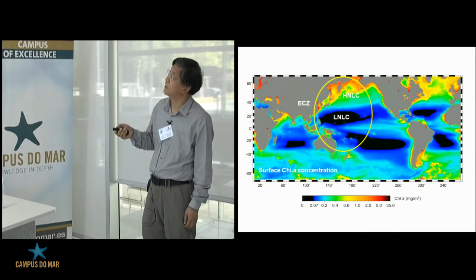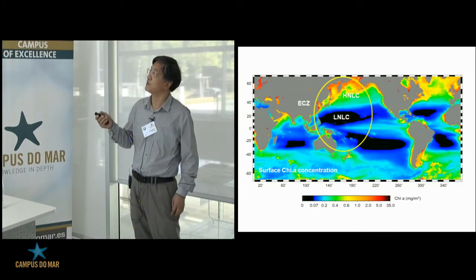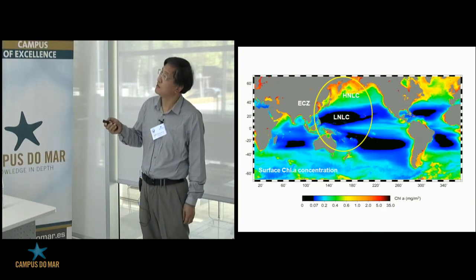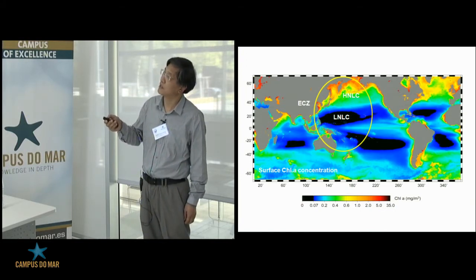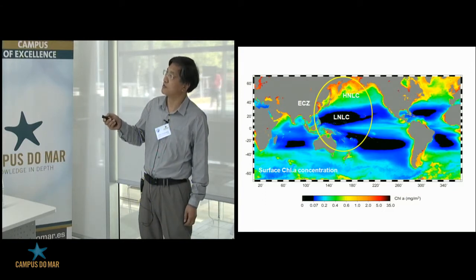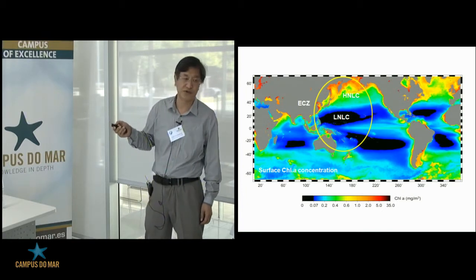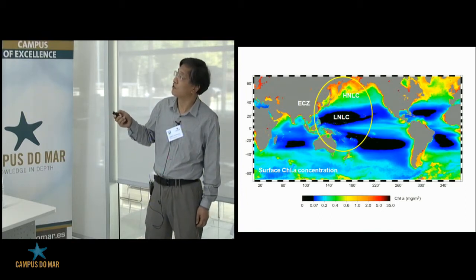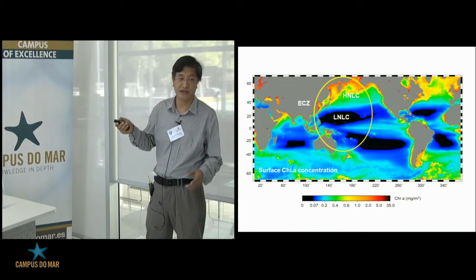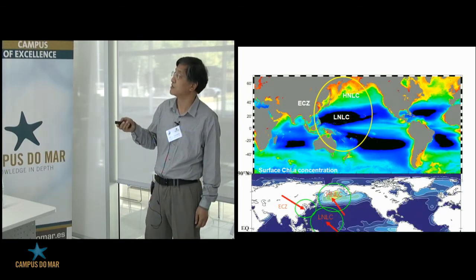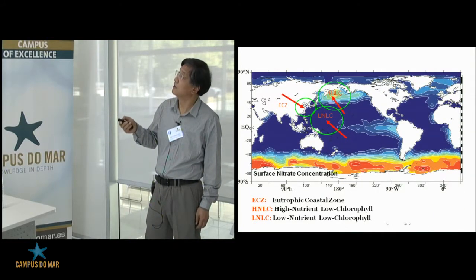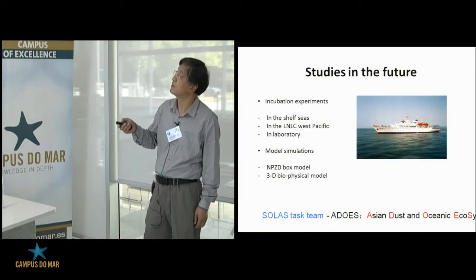And in the future, we are still working on these areas. So these areas should be the dust source areas. And the coastal areas have high concentrations of nutrients. And these have quite low nutrients. And this is the high nutrient, low chlorophyll area. Both these three areas will be impacted by the Asian dust. So this is the concentration of nitrogen, so it's quite different in the different areas.